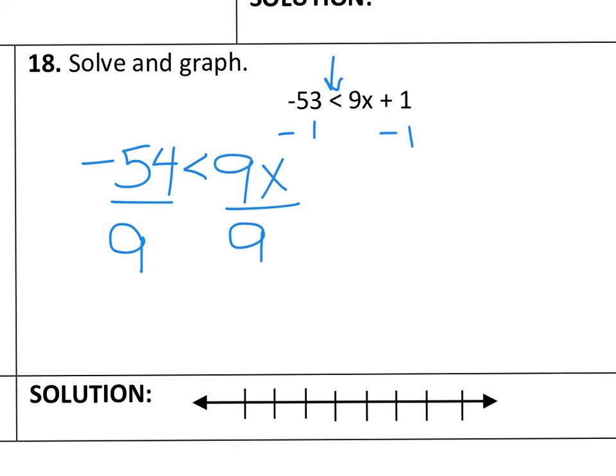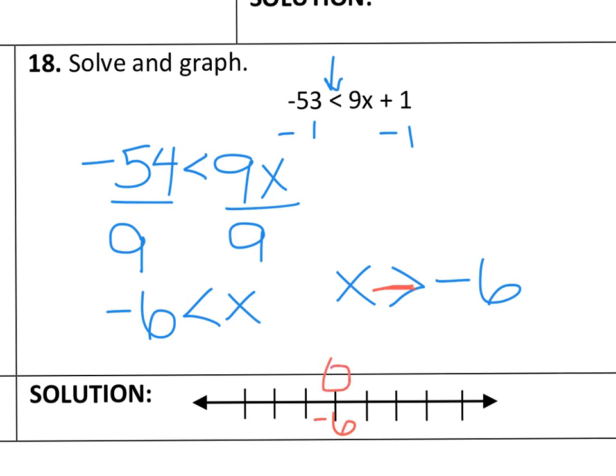And -54 divided by 9 is going to be -6 is less than x. And I like to rewrite it like this. And I look at my inequality sign, and it kind of acts like an arrow to tell me which direction to shade. So I can put a -6 down on my number line. I'm going to put an open circle because this is a greater than or less than sign, and I'm going to shade this way, just like my arrow tells me to do.